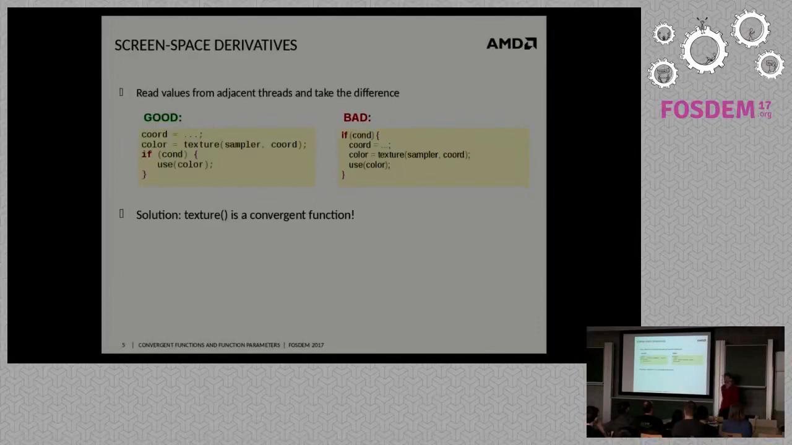So we need to teach LLVM not to do this kind of transform, and we can actually also do this by marking the texture intrinsic as a convergent function. So these two examples are covered in LLVM today. The last example that I want to mention is one where we're still having a gap.